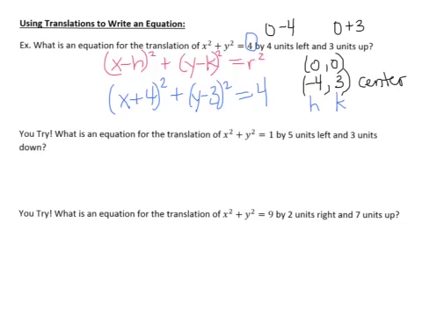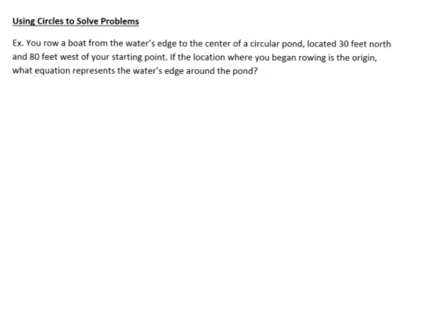And that's it. So you try: what is an equation for the translation of x squared plus y squared equals 1? You're going 5 units left and 3 units down. And then the second you try: what is an equation for the translation of x squared plus y squared equals 9 by 2 units right and 7 units up?